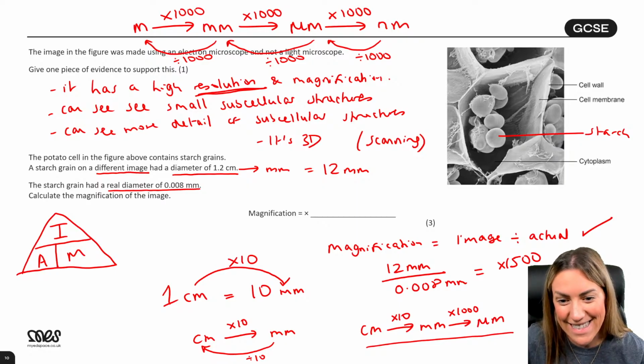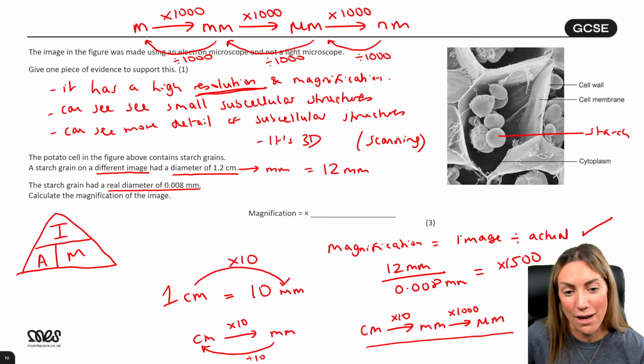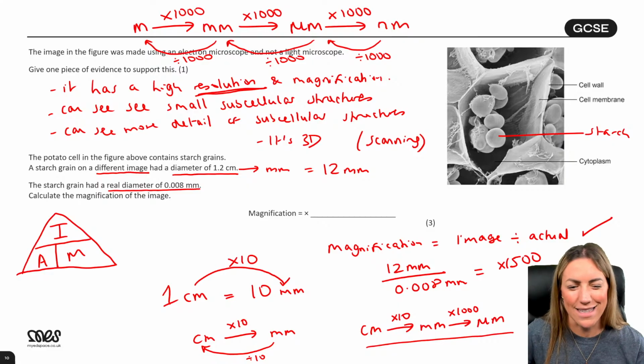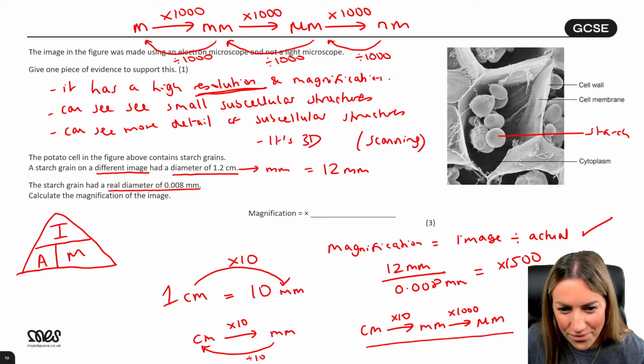Centimeters to meters. Well, again, you should be able to do that now, no? Centimeters to meters. Because there are 10 millimeters in a centimeter. And remember, there are 100 centimeters in a meter. I don't think you'll be asked that one, to be honest. That's quite a strange one.